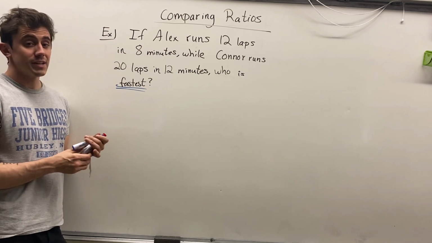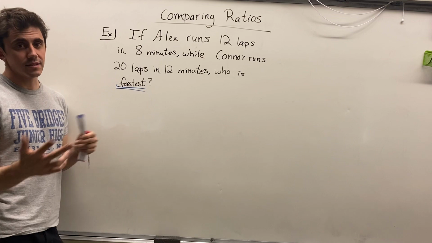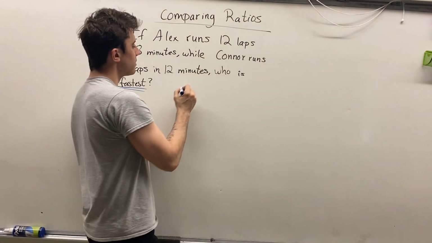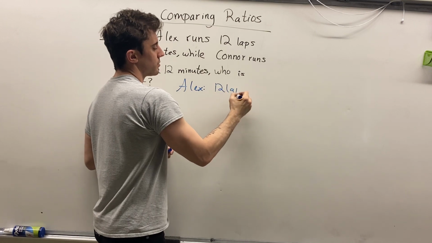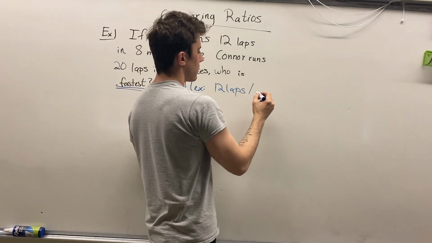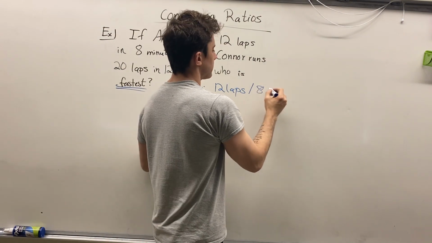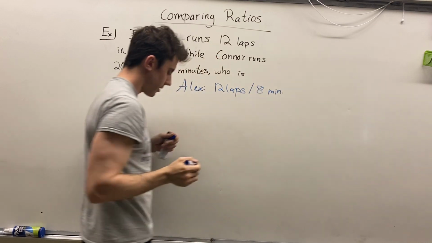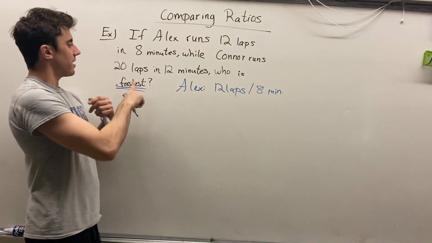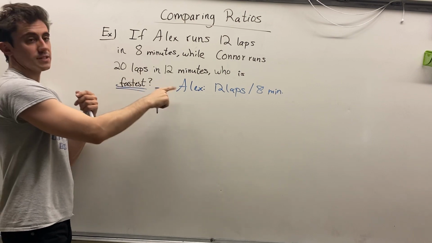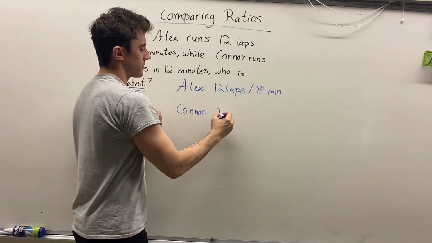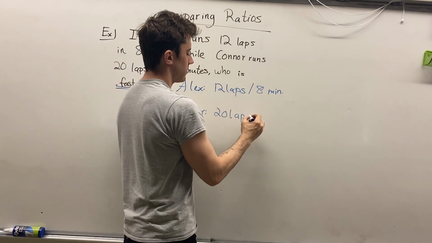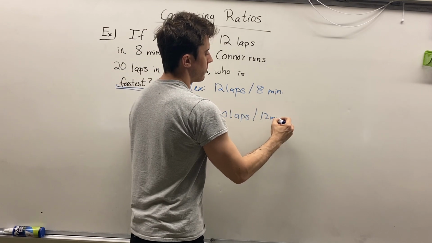So my recommendation for a problem like this is to use rates and then to compare those rates. Let's start off with Alex. Alex is running 12 laps, and so we can write this as a rate of 12 laps per 8 minutes, okay? Next, we have Connor running 20 laps in 12 minutes, and so we can write that down as a rate of 20 laps in 12 minutes.